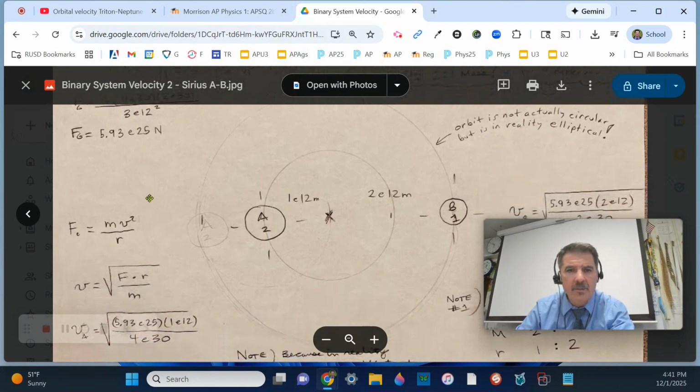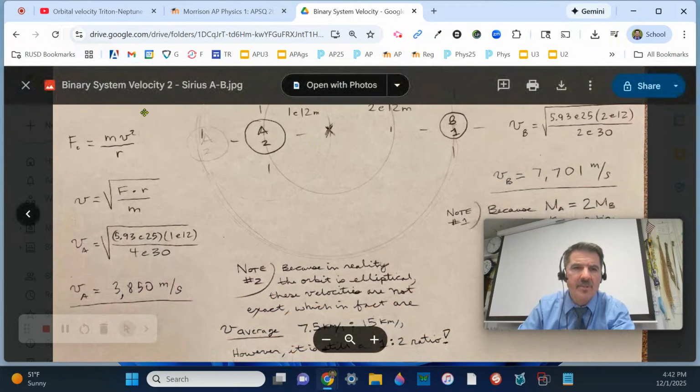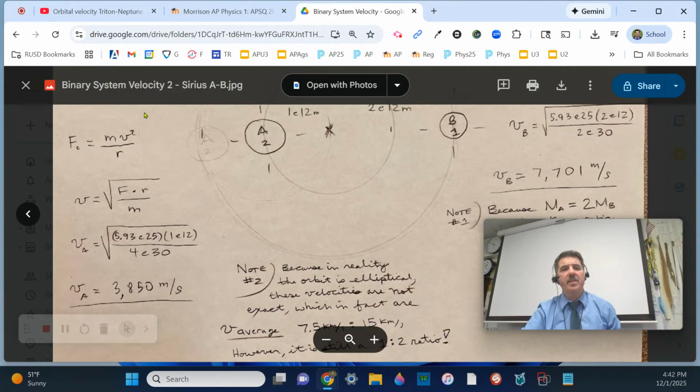Okay, now I'm going to use the equation which we had before, which is the centripetal force equation, Fc equals mv squared over r. And just realizing that the radius changes. The radius is not the same. Hold on.